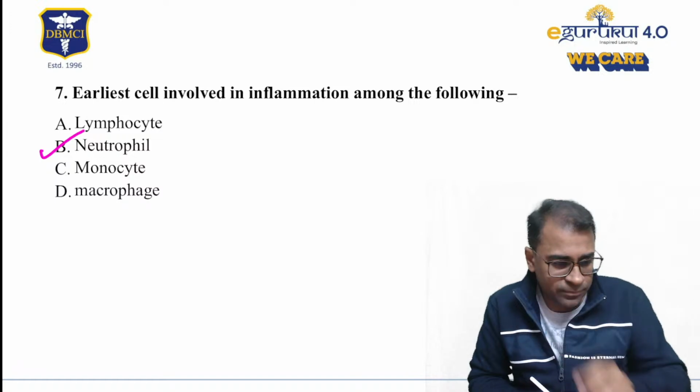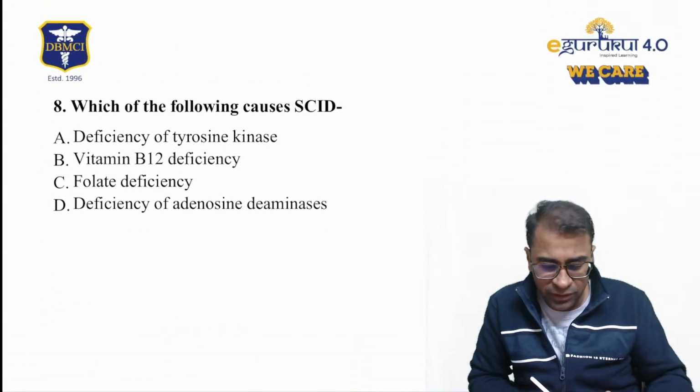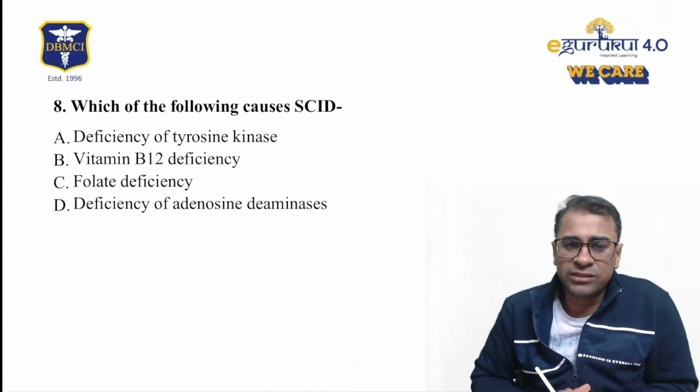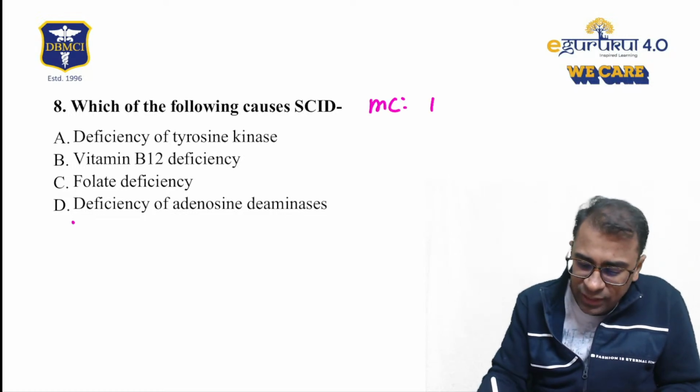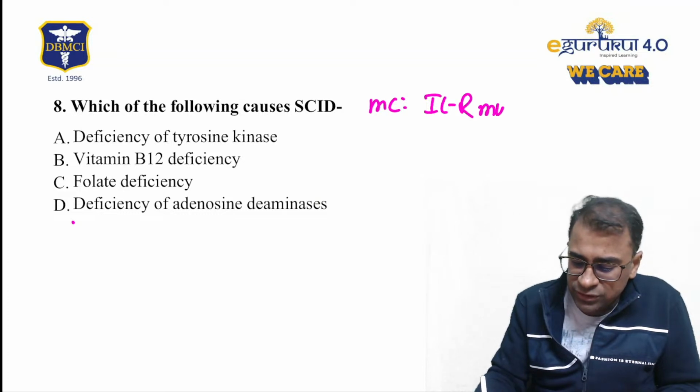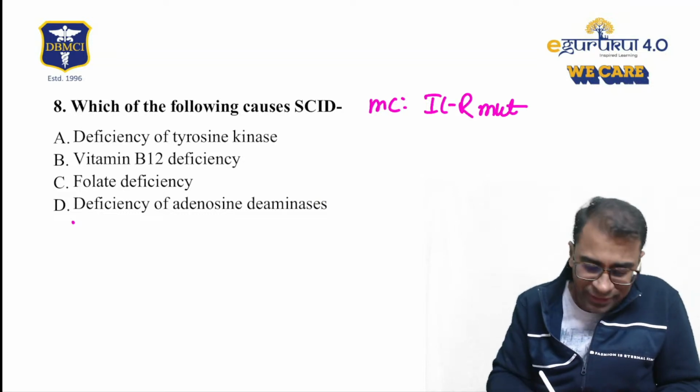Okay, the following can lead to SCID, tell me what will be the answer? Look, the most common mutation of SCID, most commonly what is it? It's interleukin receptor mutations, but not in the option. Yes, the answer is ADA.